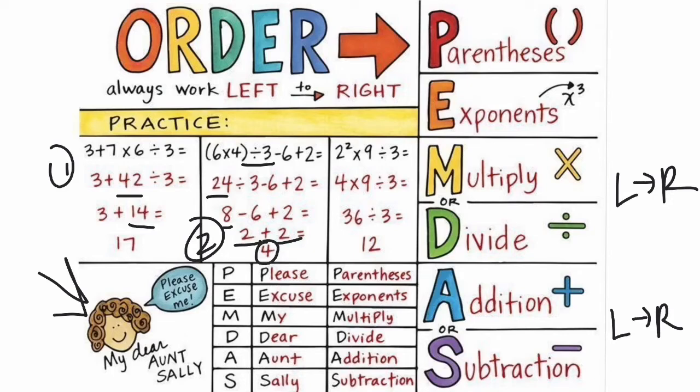And then the last one, parentheses, exponents. I do have an exponent. And remember that 2 to the second power does not mean you multiply these together. This means that I'm taking 2 times 2, which is 4. Then I multiply by 9, which is 36, and then I divide by 3, which is 12.